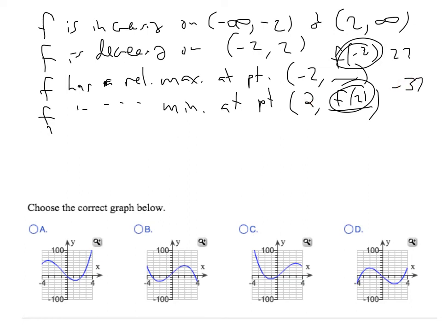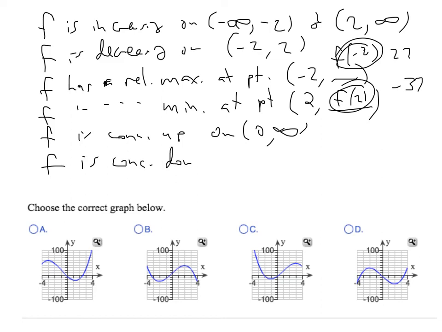Our concavity analysis said that our graph was concave up. Remember we said the graph was concave up to the right of the inflection point, so the right of 0. So on the interval 0 to infinity, and f was concave down on the interval minus infinity to 0. So again, go refer back to the little sketch that we drew above the f double prime sign chart. Tells us all about the concavity.